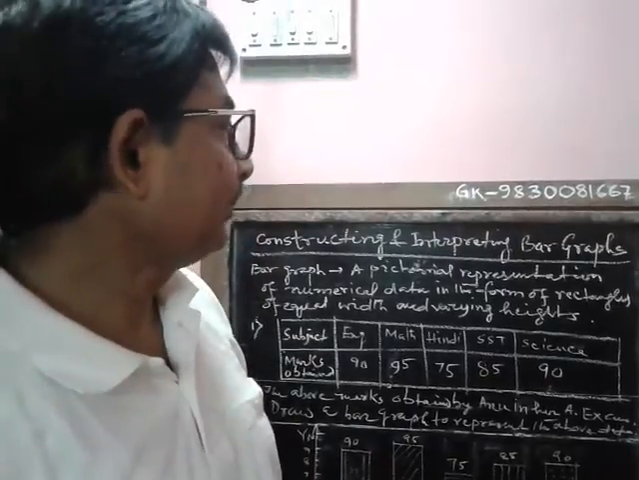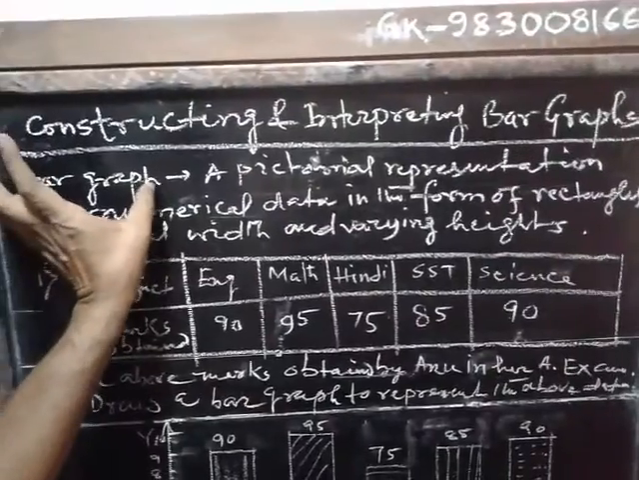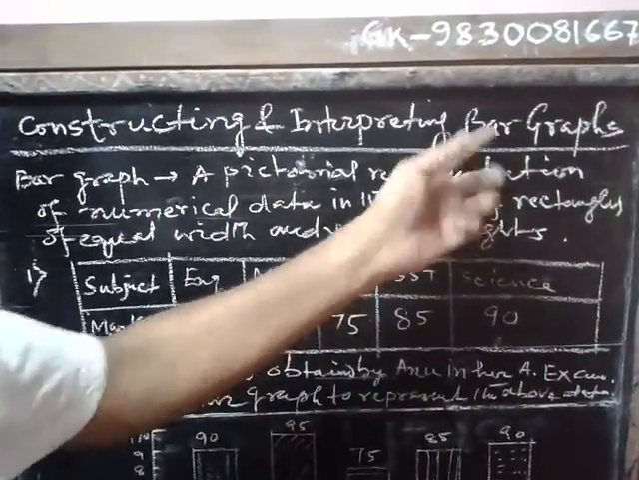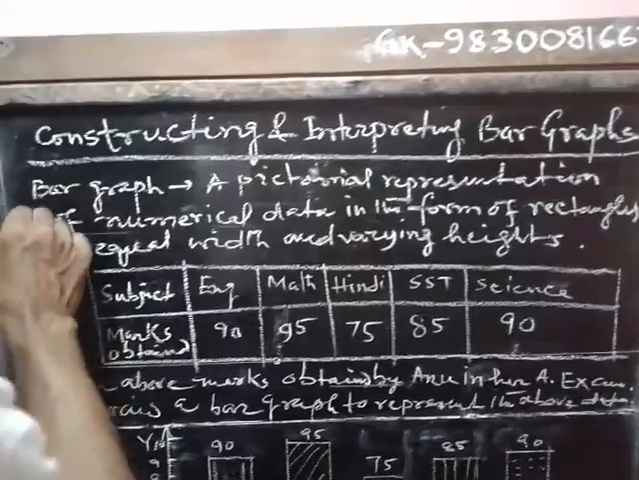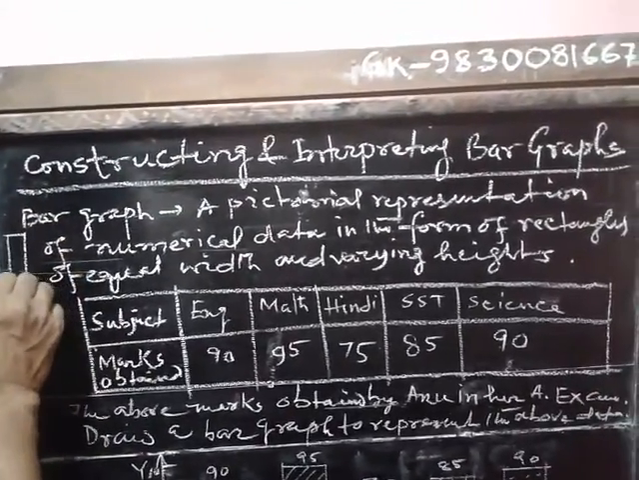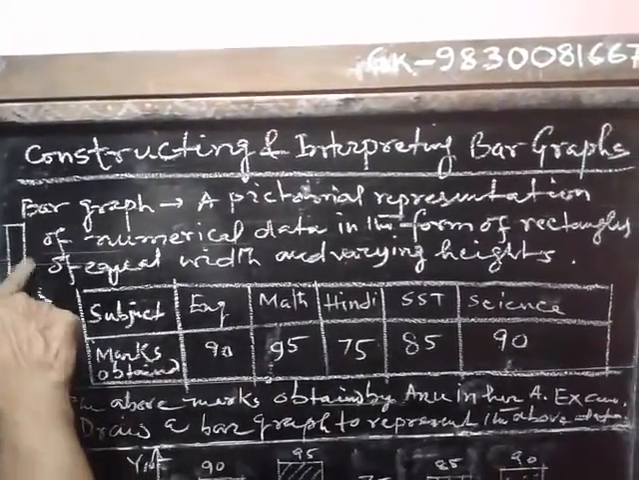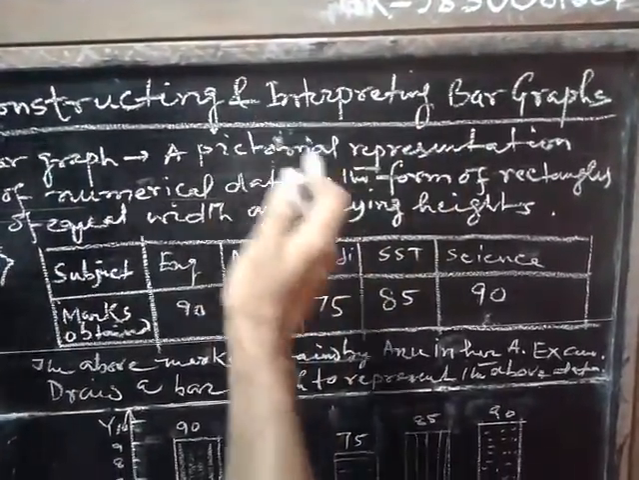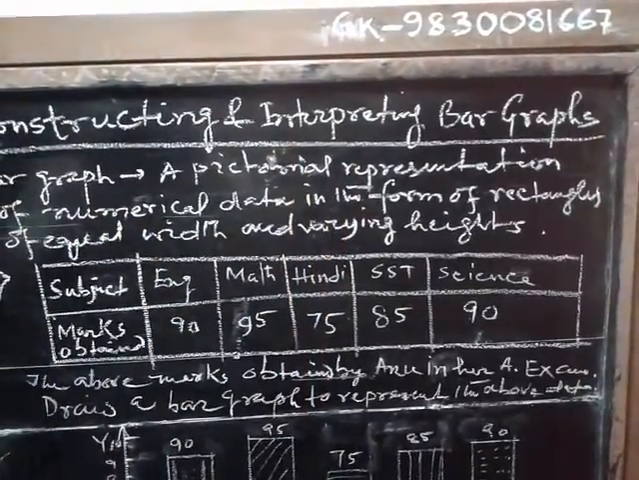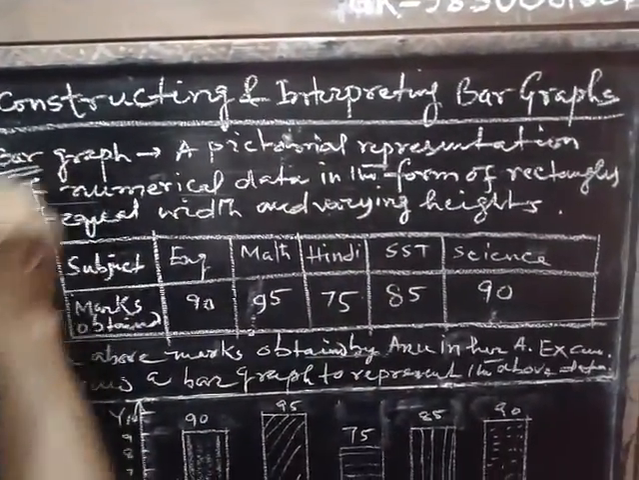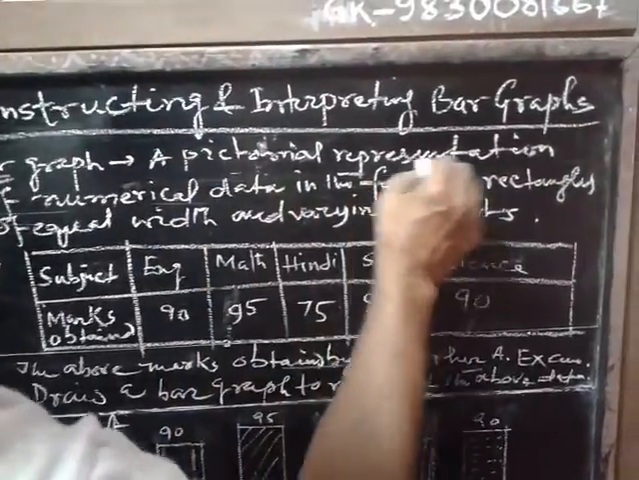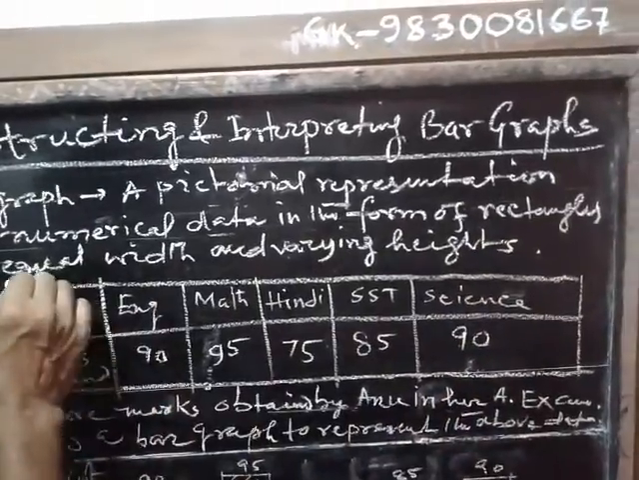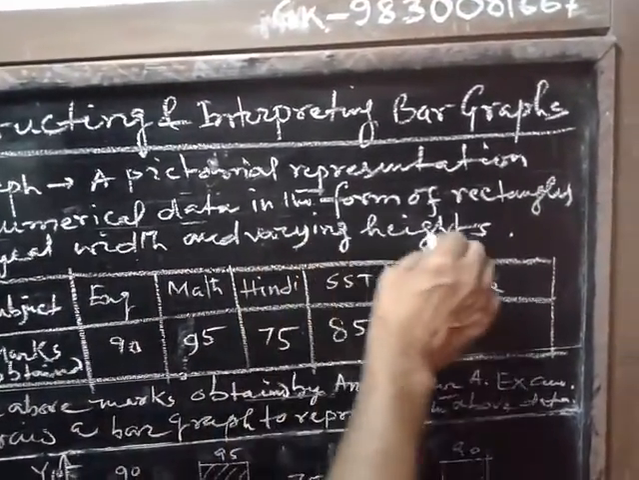So here I have taken one bar graph. Bar graph is also one graph. A bar is any rectangular form, and we are representing data with the help of that type of geometrical figure. This is a bar graph. It is a pictorial representation of numerical data in the form of rectangles of equal width and varying height.